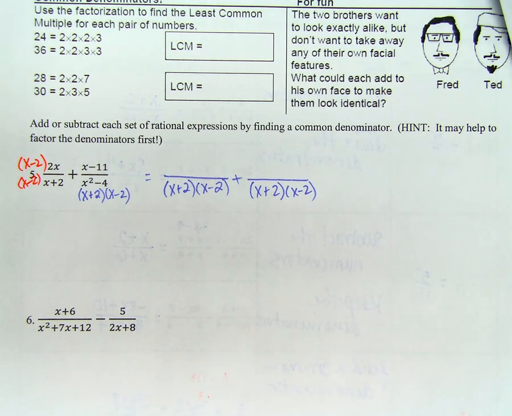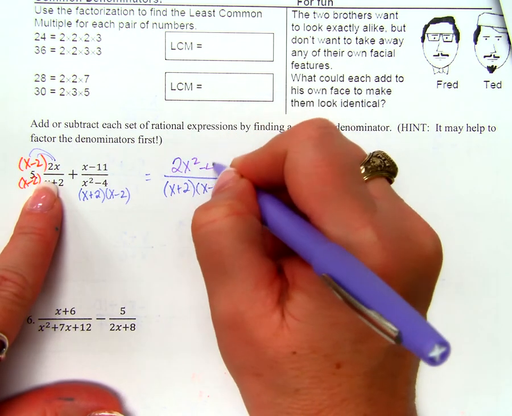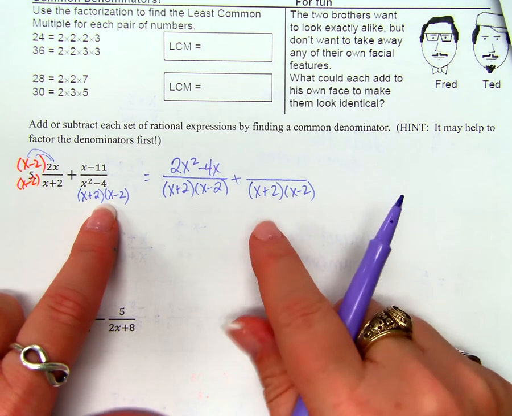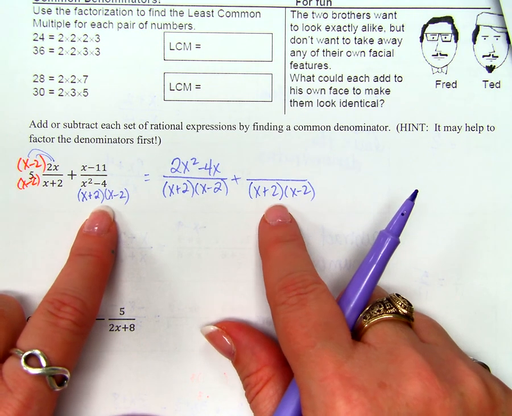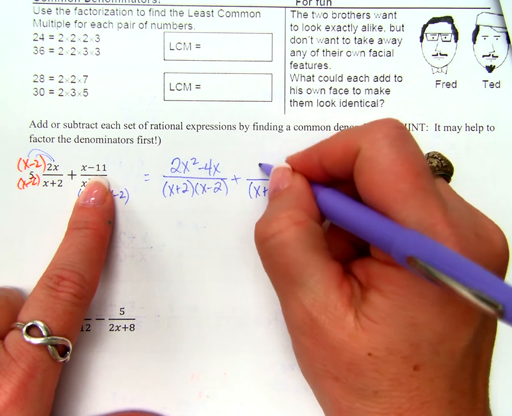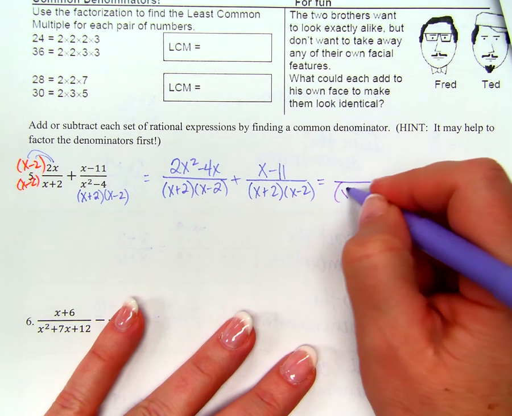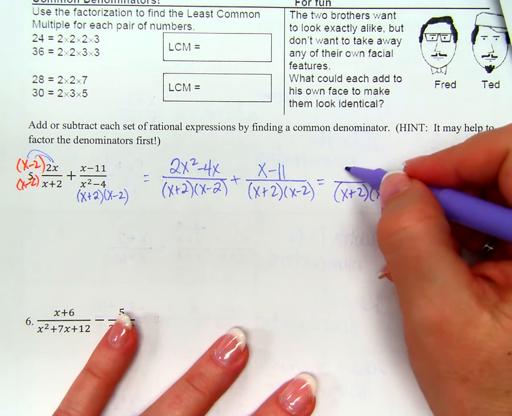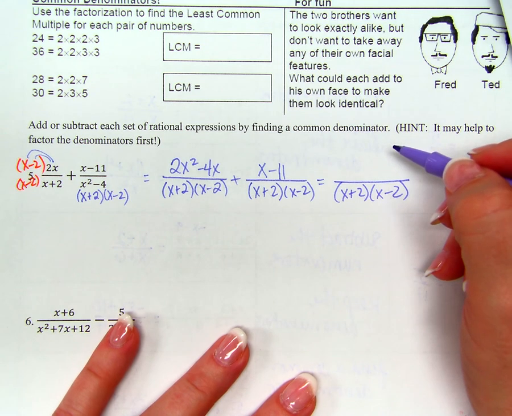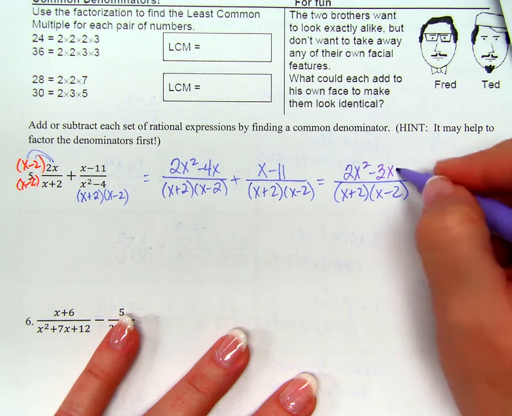So what is 2x times x minus 2? 2x squared minus 4x. What do I have to multiply the second denominator by to make it become the common denominator? Nothing, right? It already is the same thing. So what do I have to multiply the numerator by? Nothing. So now combine your like terms. What do you get? Good. Minus 3x. Good.